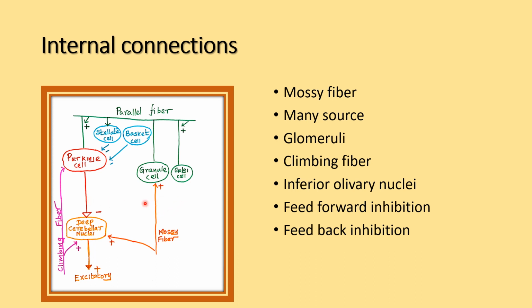Of the five cells, only the granule cells are excitatory. All other cells produce inhibition. The Golgi cell inhibits the granule cell, the basket cell and stellate cell inhibit the Purkinje cell, and the Purkinje cells inhibit the deep cerebellar nuclei. So the granule cell is the only excitatory cell, and all other cells are inhibitory. Granule cells stimulate the basket cell and stellate cell, and they inhibit the Purkinje cell. That is the example of feed forward inhibition. The granule cells stimulate the Golgi cell, and the Golgi cell inhibits the granule cell. That is the example of feedback inhibition.